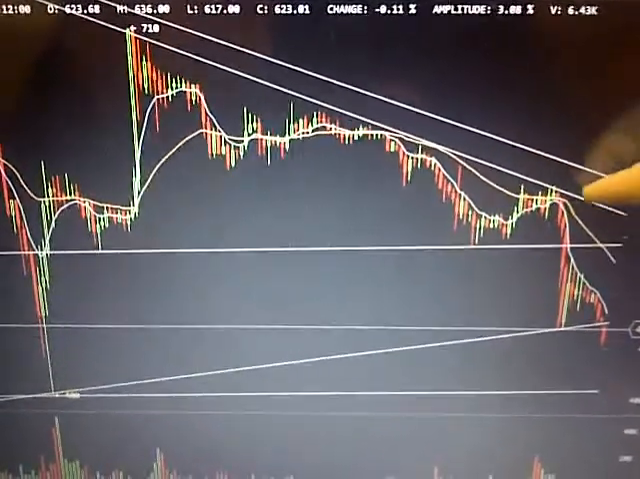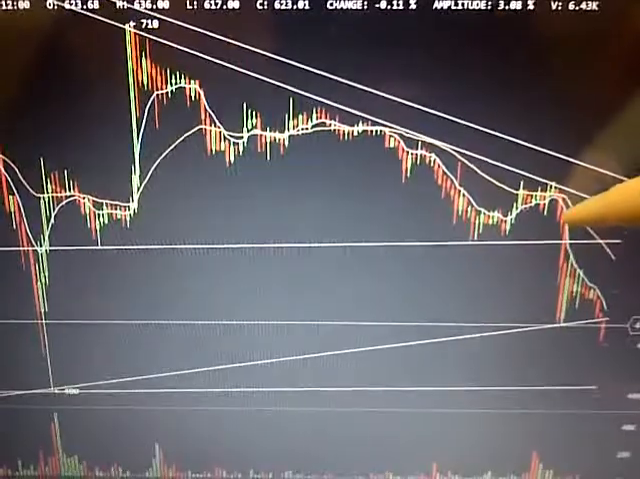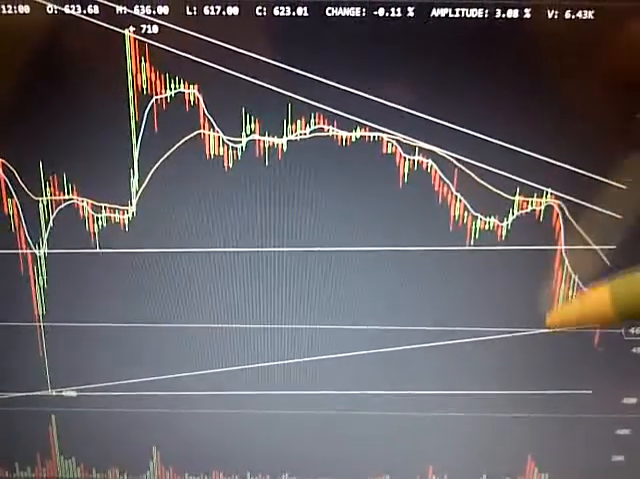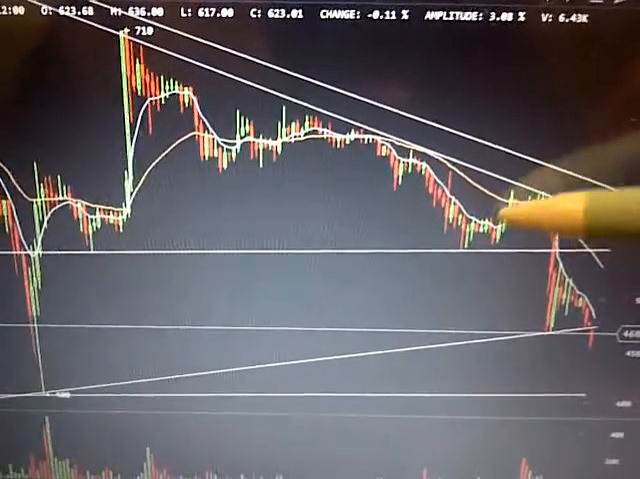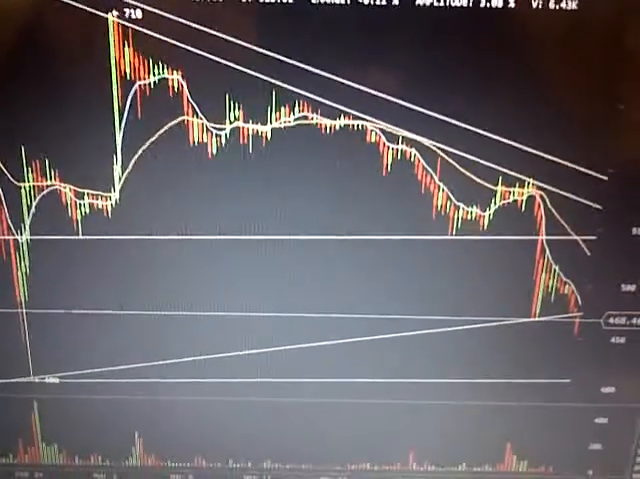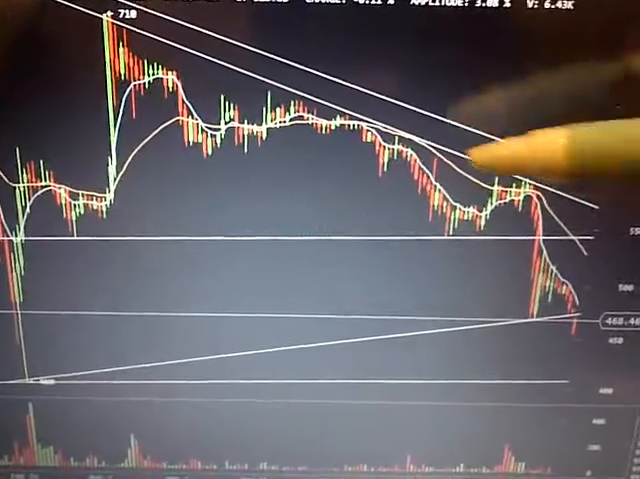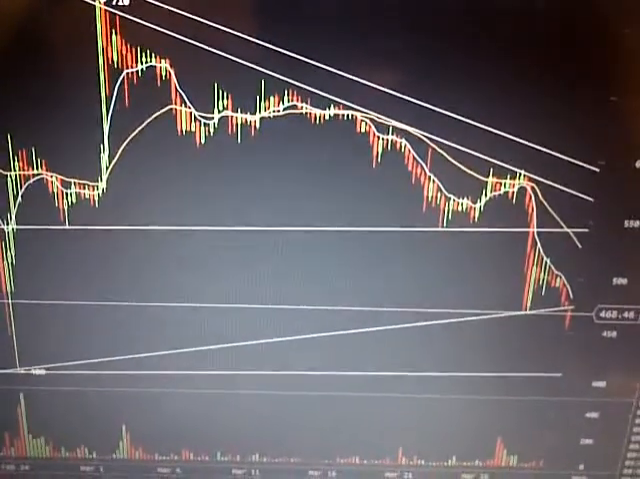It's going to break down and it's going to be kind of violent, and it was kind of violent, or break up and be violent and go up, but it chose to break down. So combination news, technical analysis, a lot of things.